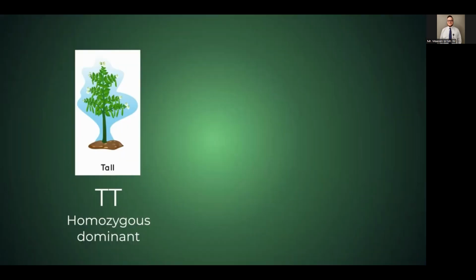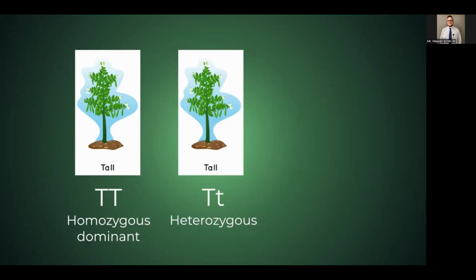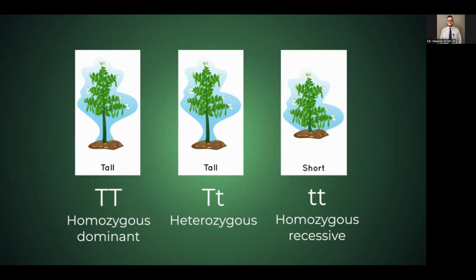Well, a homozygous dominant pea plant will be tall. A heterozygous pea plant will also be tall since the tall allele is the dominant allele. And a homozygous recessive plant will be short. And that's the only genotype of pea plant that will actually be short, because once the dominant allele is present, it's going to mask the presence of the recessive short allele.